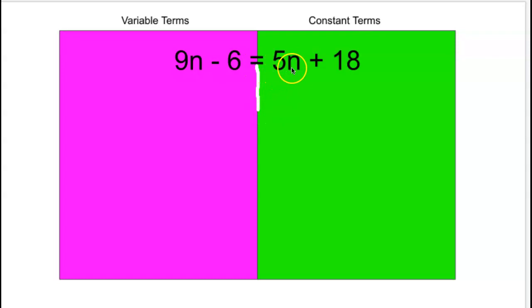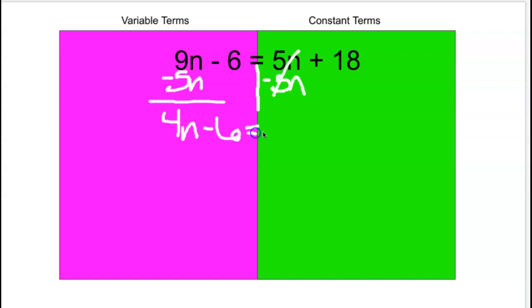And I need to bring all my variables over to the left side, so I'm going to subtract 5n. And the reason I'm subtracting 5n is because this one's a positive and I need to get rid of it. And then I have to do the same thing on this side, minus 5n, which is 4n. And then I bring everything else down that I haven't used, so minus 6 equals 18.